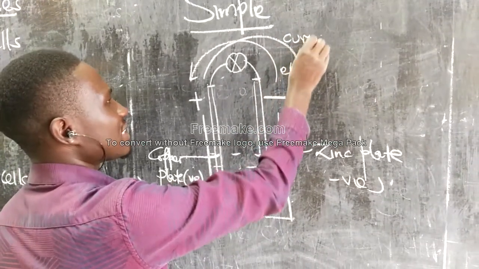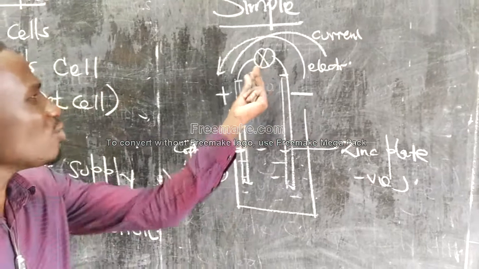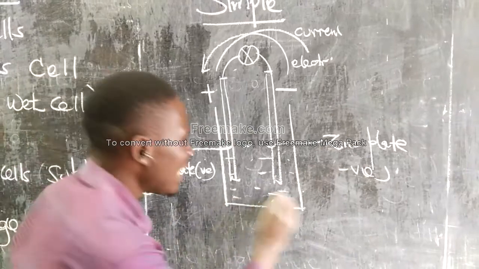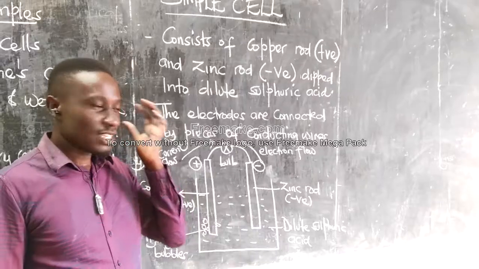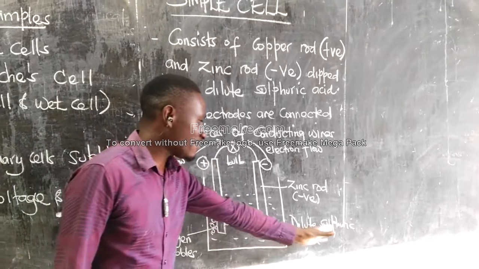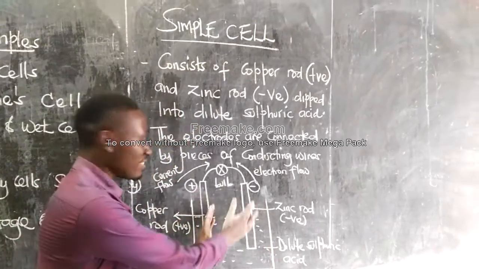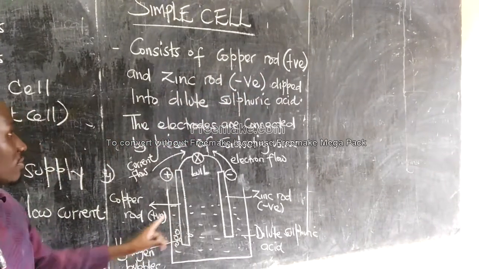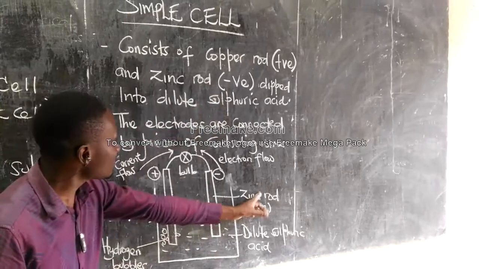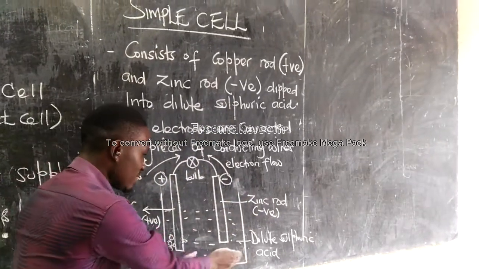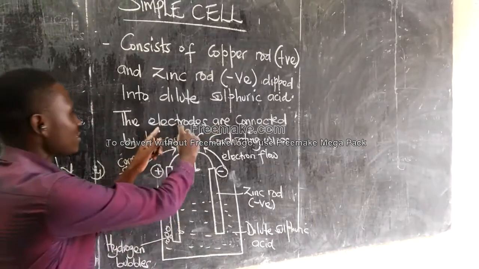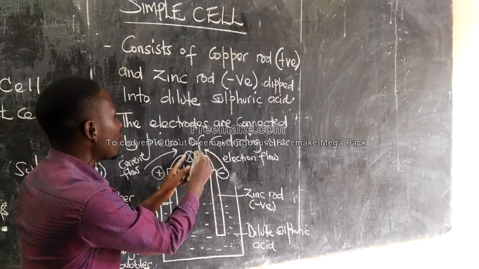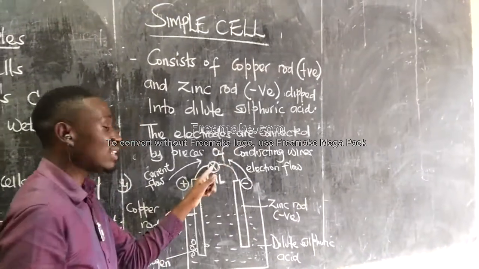This is current. Now, when you connect these 2, and remember they are dipped in dilute sulfuric acid, so this is dilute sulfuric acid. So we join it like this. Remember, we have said it consists of a copper rod, which is positive. It has a zinc rod, which is negative. You dip them in dilute sulfuric acid. So electrons, these are called electrons. They are rods. They are connected using a connecting wire. You can even pass there a bulb if you want. You can connect a bulb.